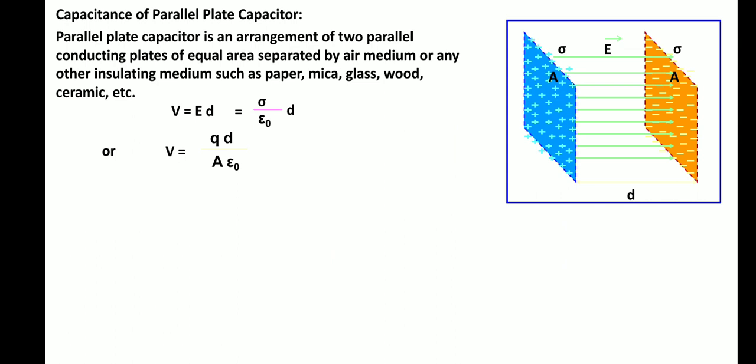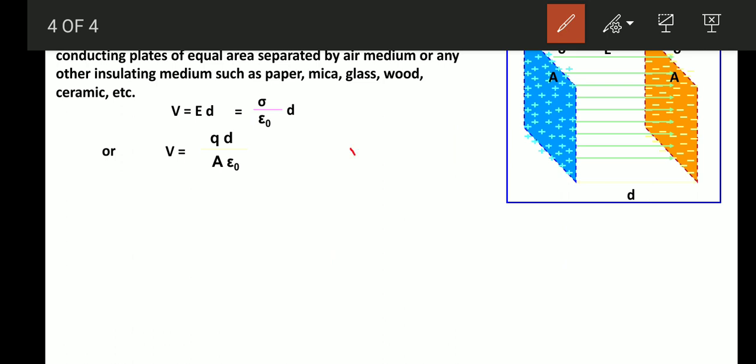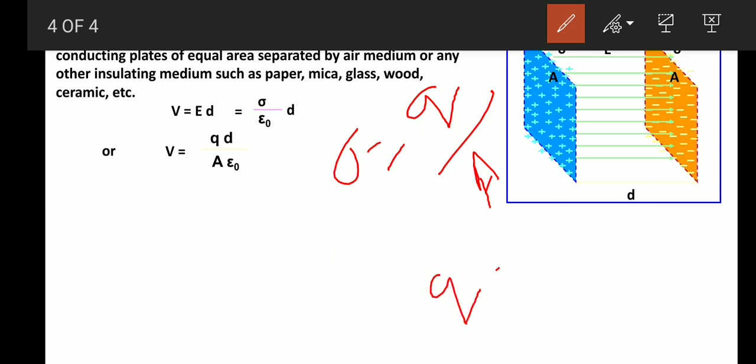How is this term derived? Because sigma is called the surface charge density. It has a formula Q by A. So surface charge density is defined as charge per unit area. From this we can calculate the value of Q. Q is equal to sigma A, correct? Or sigma is equal to Q by A.